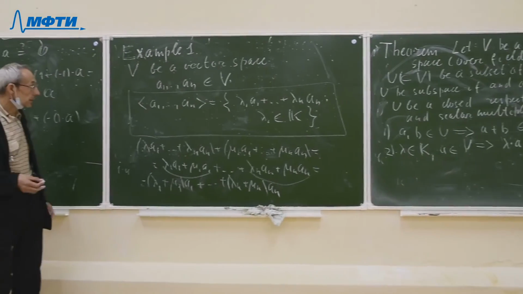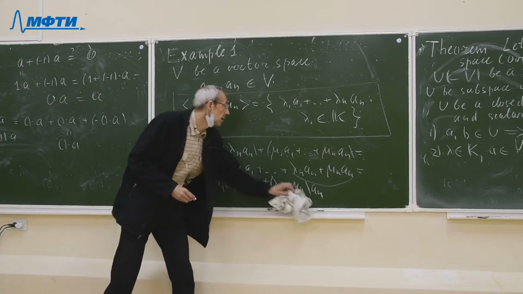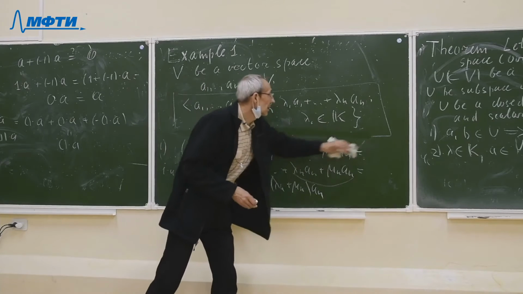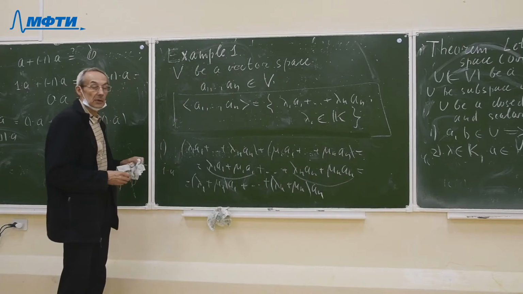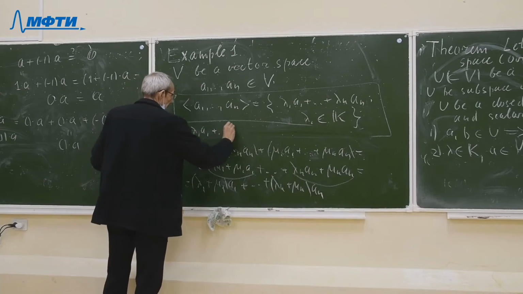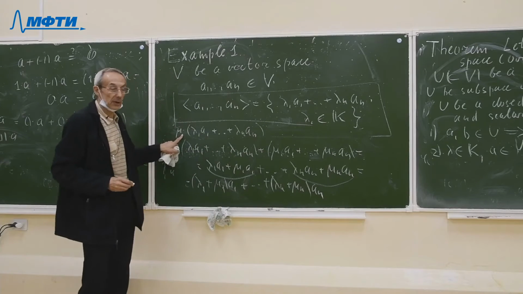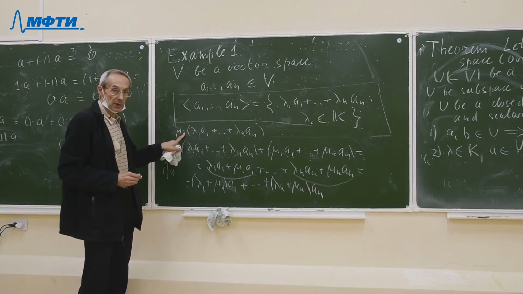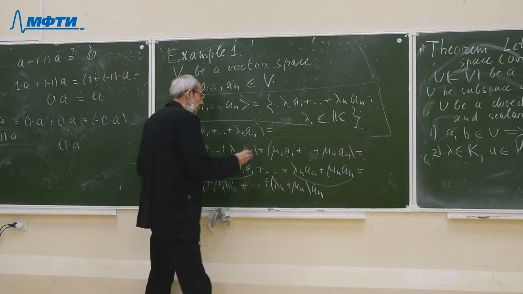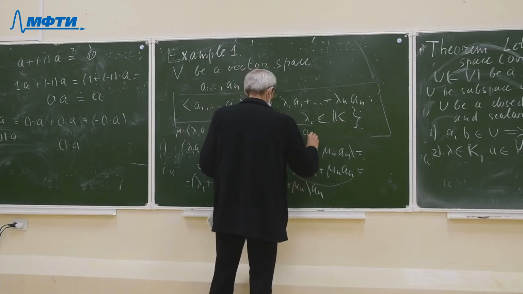And in the same way we can check the second point, the fact that this set is closed relative to scalar multiplication. If I have an arbitrary linear combination of these vectors, and if I multiply this linear combination by an arbitrary scalar mu, using the distributivity axiom, I obtain the following expression.